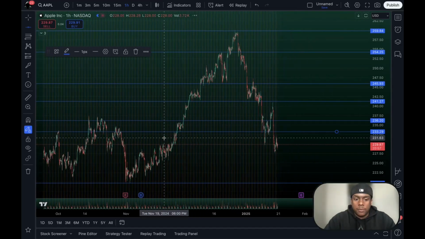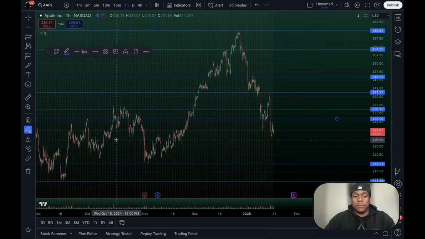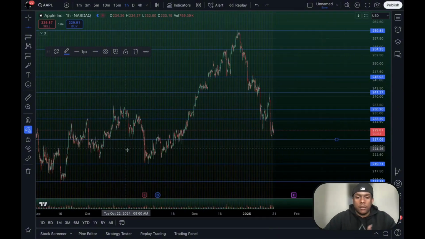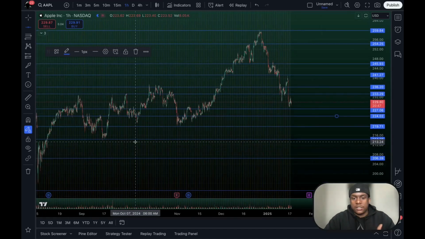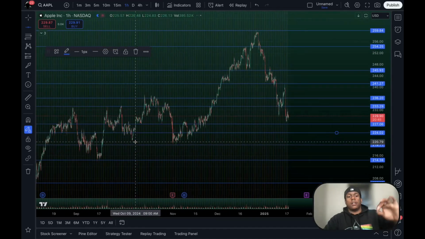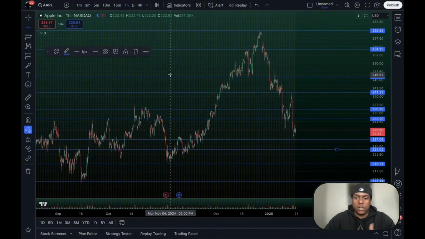And now let's zoom out a bit, in case we got some more levels, and obviously we do, okay? I could place one here, okay? And then let's just say that that's all of the levels. So now I've drawn all my levels on the 4 hour and the 1 hour.